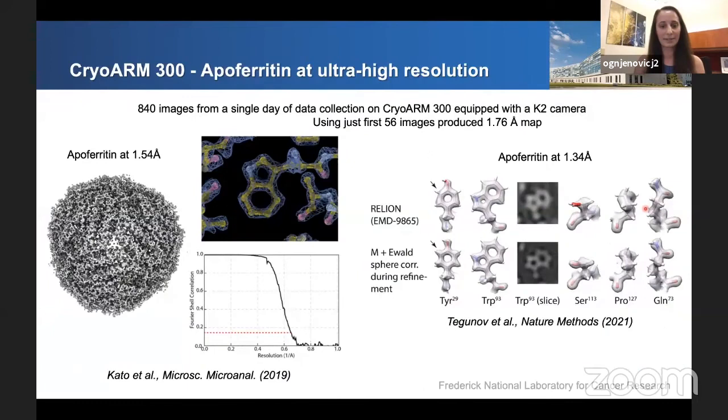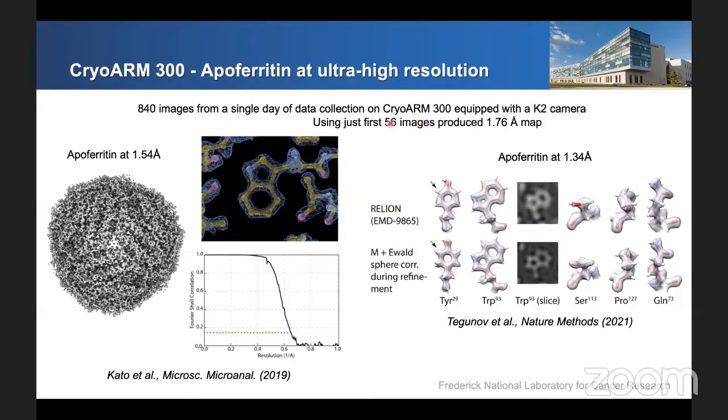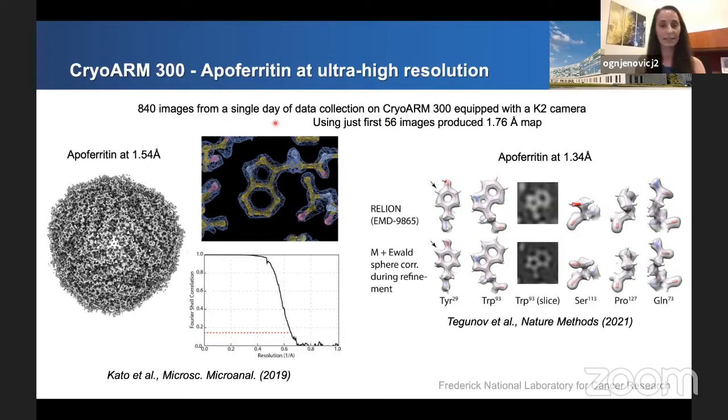And great news on this technology actually came online in the form of a tweet posted by Takayuki Kato, where he reported a 1.76 angstrom resolution of apoferritin done on their Cryo 300 microscope using K2 camera. And this was only done with 56 images. Later on, this result was updated when the rest of data was added in, totaling 840 images from a single day of data collection. And this led to 1.54 angstrom resolution of apoferritin.